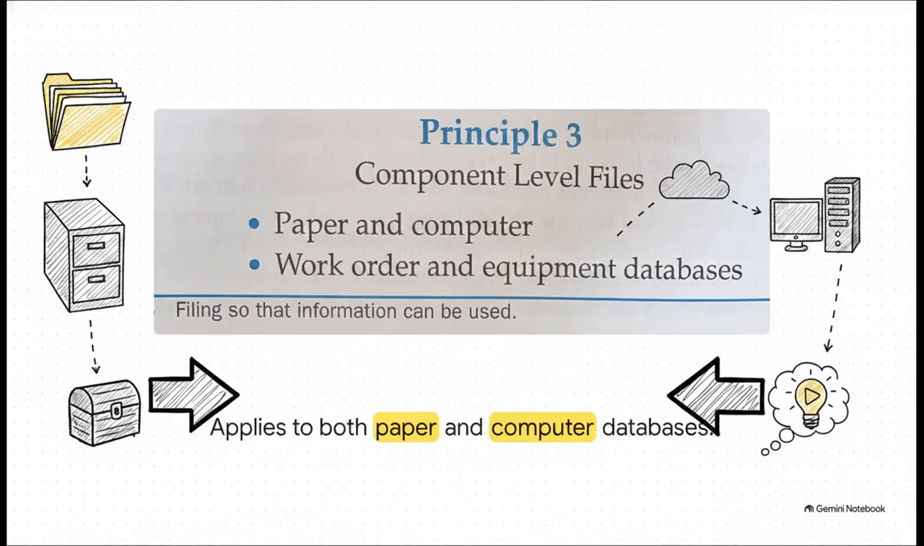And look, this principle is universally applicable no matter what kind of tech you're using. Principle 3 dictates component-level files for both paper and computer databases. Whether you're working with old-school physical manila folders or some highly sophisticated digital database, the underlying philosophy is exactly the same. You have to file so that the information can actually be used by planners and technicians. The goal isn't to just hoard data in a digital or physical vault. The goal is to actively leverage it to make future work better.